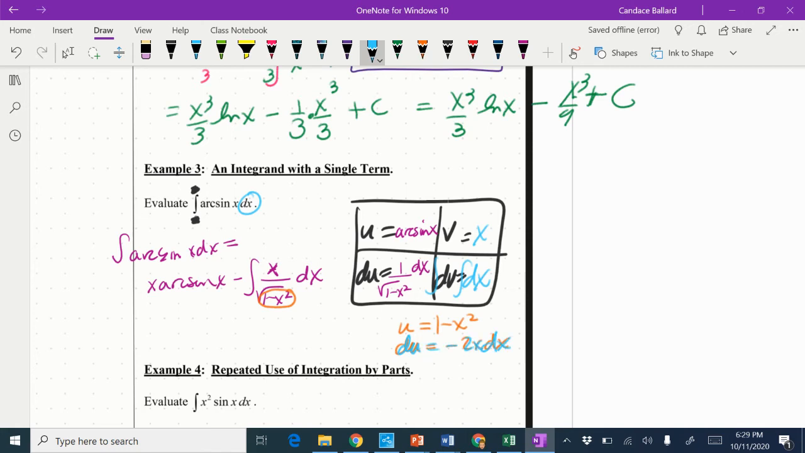So I have the x dx, I don't have the 2, so I'm going to put a 2 on the top, 1 half, and a 2 on the bottom. Let's do our u sub step. So I've got x arcsine of x minus 1/2 the integral of, I'm going to do a bunch at once.